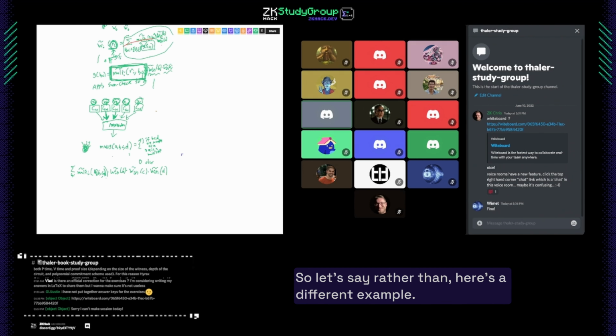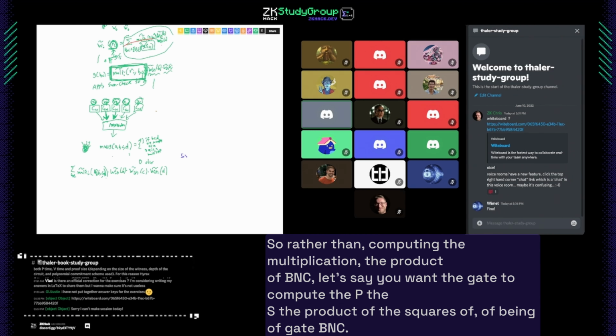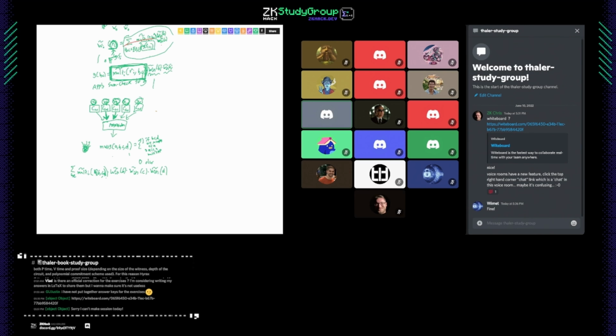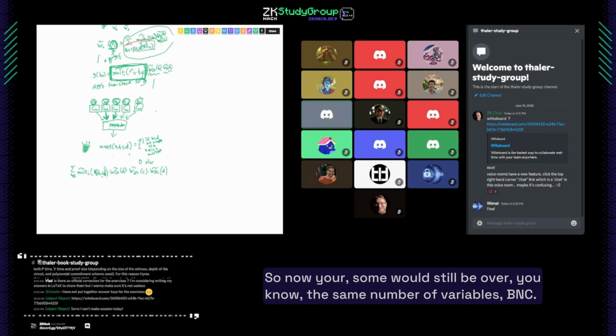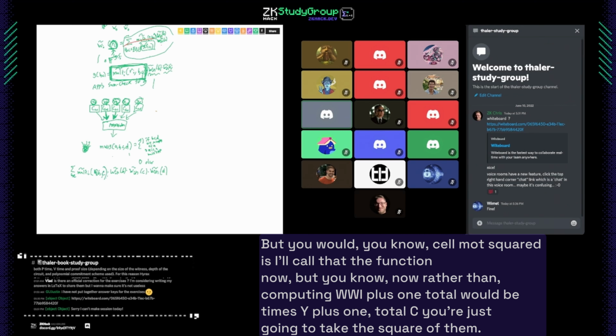Okay, so here's a different example. Rather than computing the product of B and C, let's say you want the gate to compute the product of the squares of gate B and C. So your sum would still be over the same number of variables, B and C, and I'll call the function mult squared. But now, rather than computing W_{i+1} twiddle of B times W_{i+1} twiddle of C, you're just going to take the square of them.